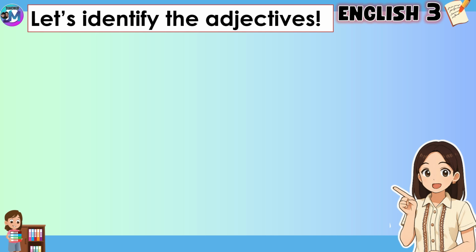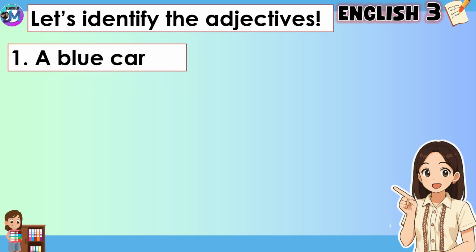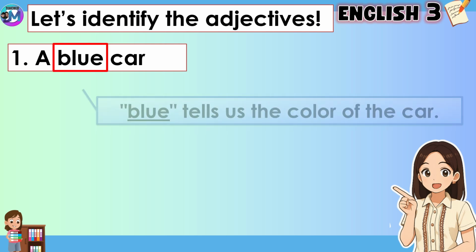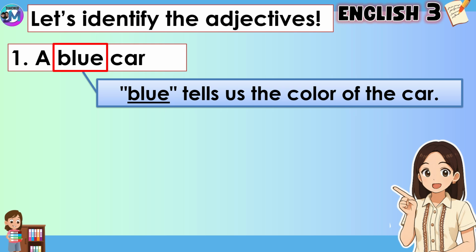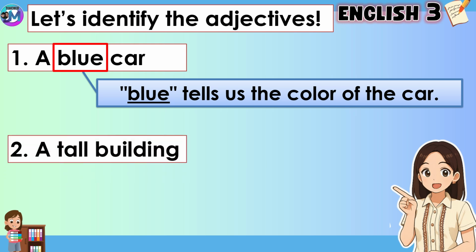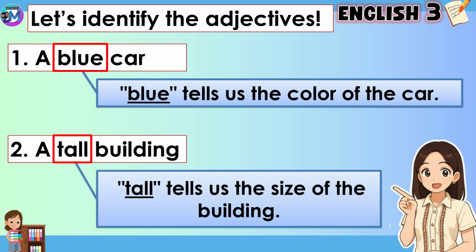Now, let's identify the adjectives. A blue car. Very good. The adjective is blue. Blue tells us the color of the car. Number 2, a tall building. Where's the adjective? Good job. It's tall. Tall tells us the size of the building.